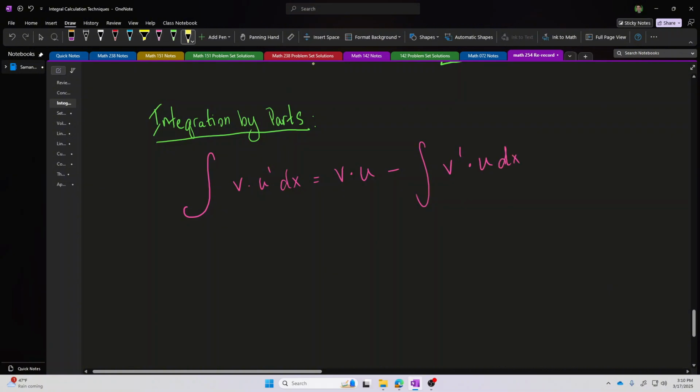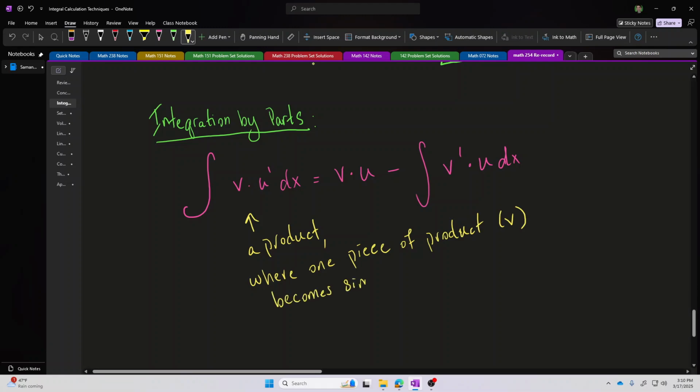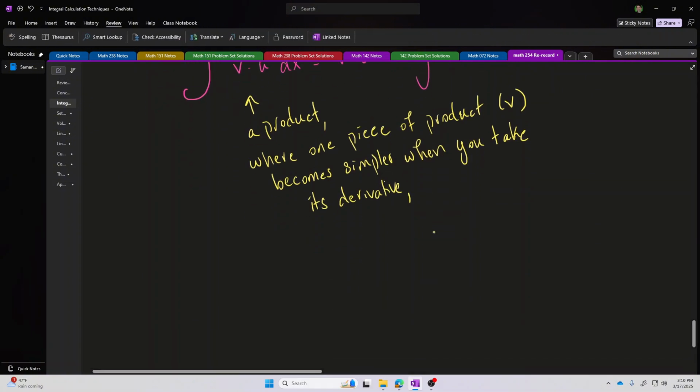So the kind of setup that you would see if you are thinking about using integration by parts is a product where one piece of the product, specifically the piece here called v, becomes simpler when you take its derivative, and the other piece of the product here called u prime has an antiderivative which is not too complicated or hard to find.